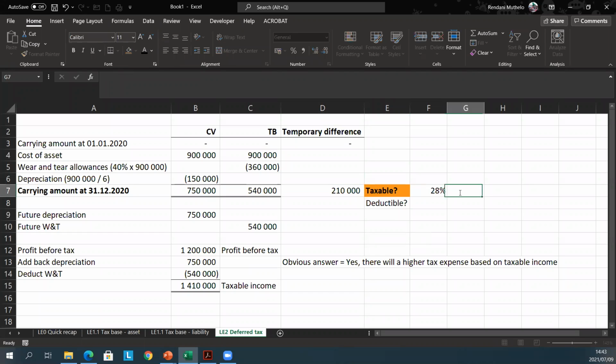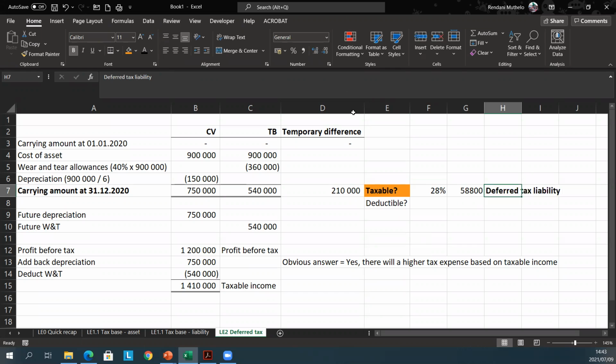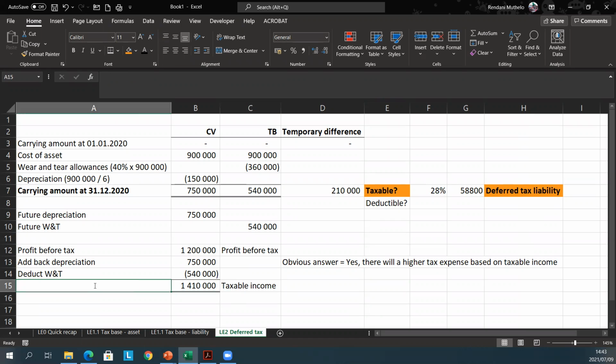And to get to deferred tax, how much taxes will those be? It will be 5,880. And that will be our deferred tax liability. Okay. And then this number of 288 is interesting. But let's just see. What are they saying? They are saying, what is the current tax expense and what is the expected tax expense? Remember, the tax expense is based on taxable income.